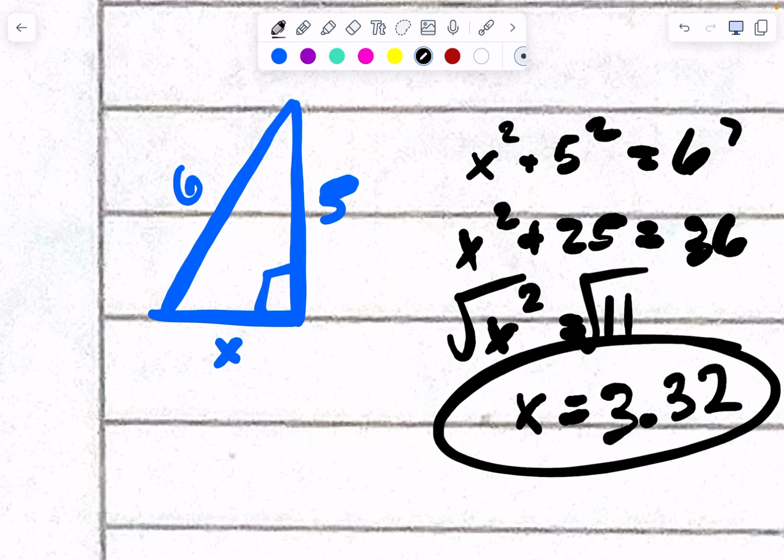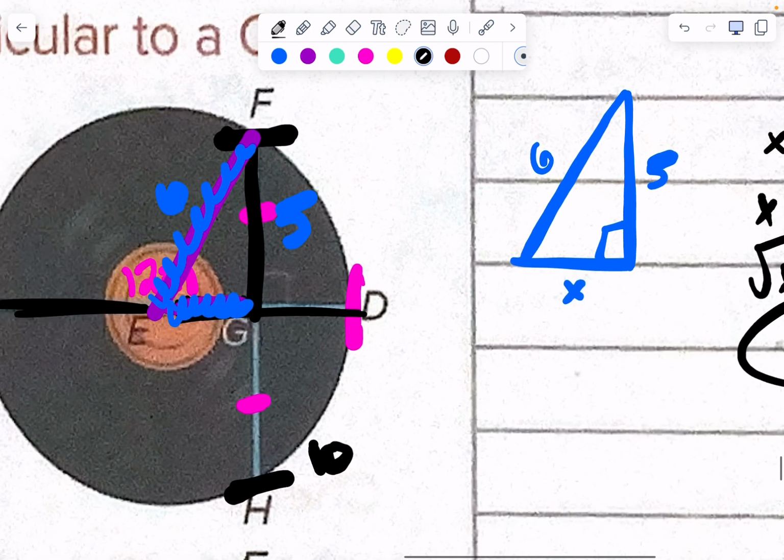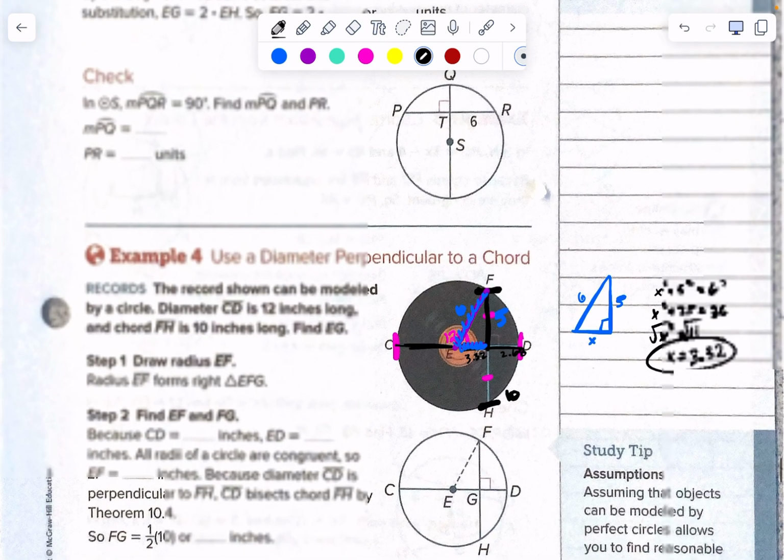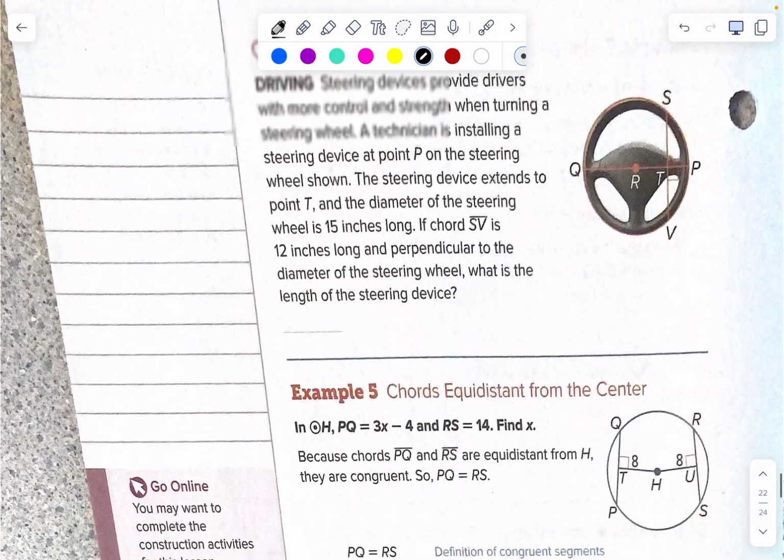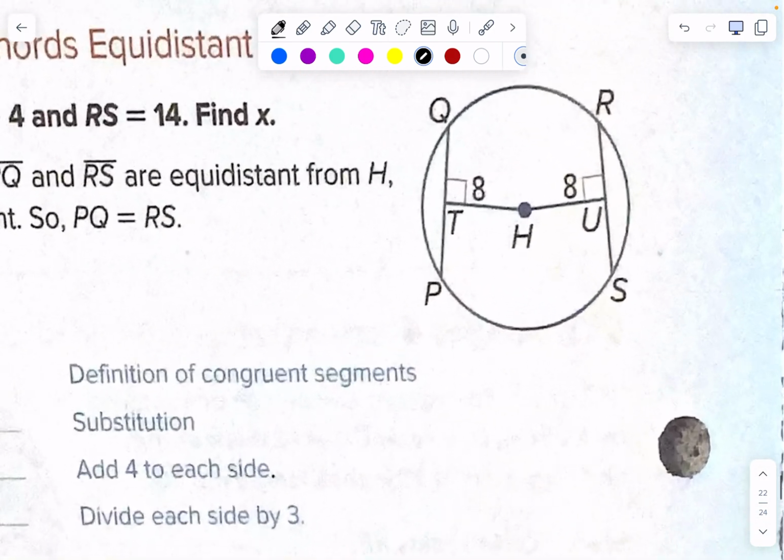3.32. So it's a little bit over halfway, 3.32. And then this would be like 2.68 or something like that, in order for all of it to add up to 6, right? So 3.32 is that little distance. But the key there was knowing to slap that little third side in there to make it a triangle. That's kind of a tough thing to grasp. Okay, that was example 4. On to example 5, and then we are done.